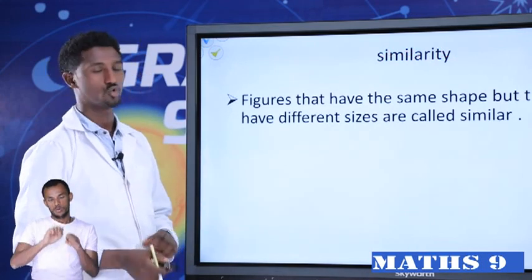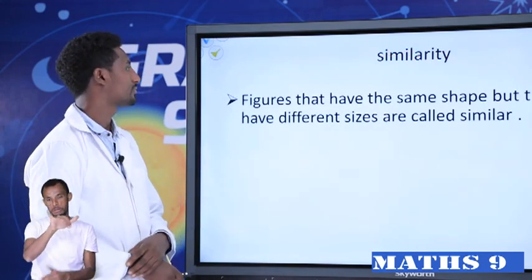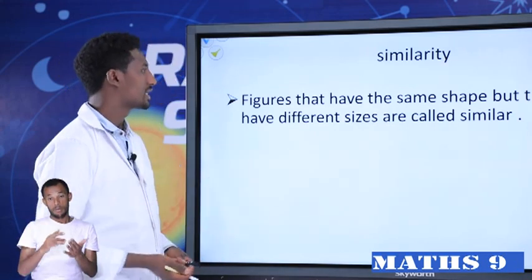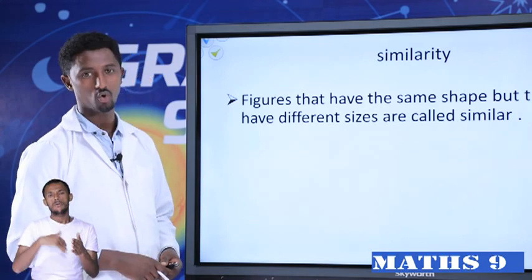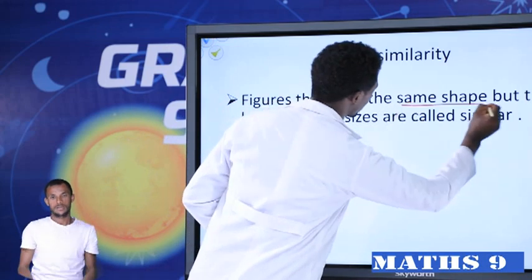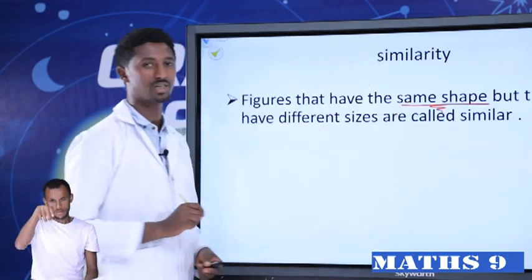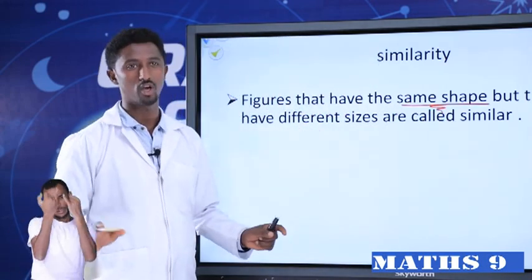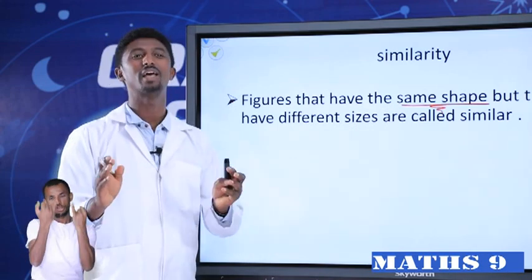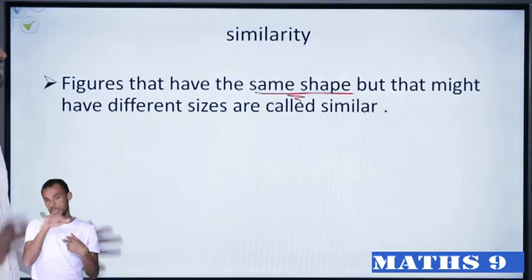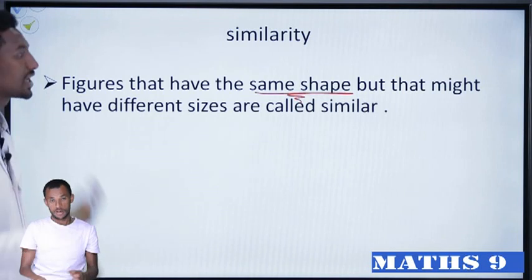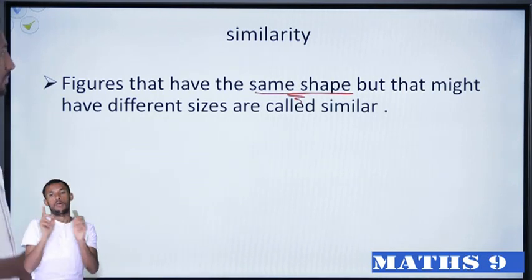So let's see the next one, similarity. Figures that have the same shape but may have different sizes are called similar. They must necessarily have the same shape. Any polygons may be similar if they have the same shape. At least they must have the same number of sides, but they may have a different size.